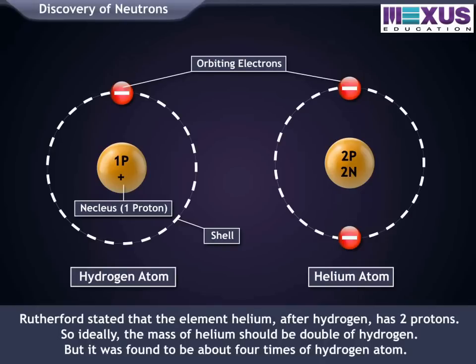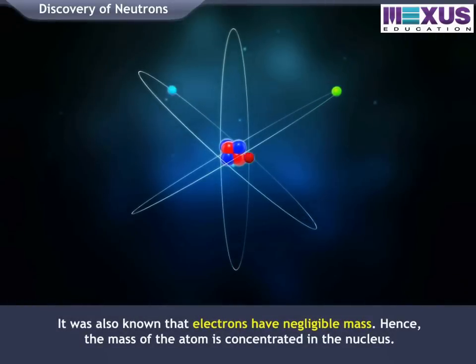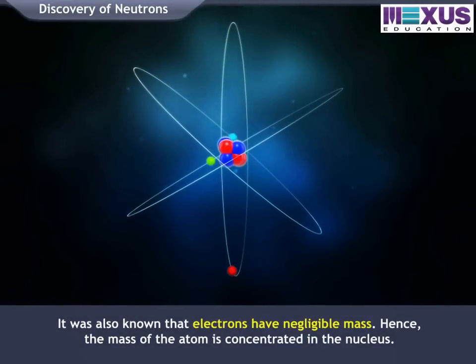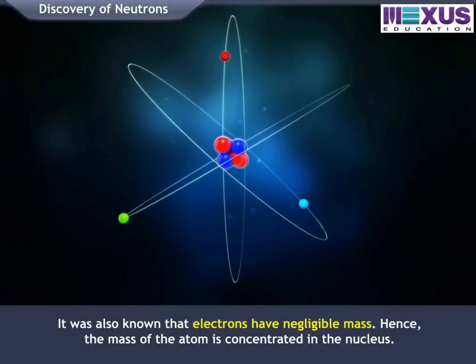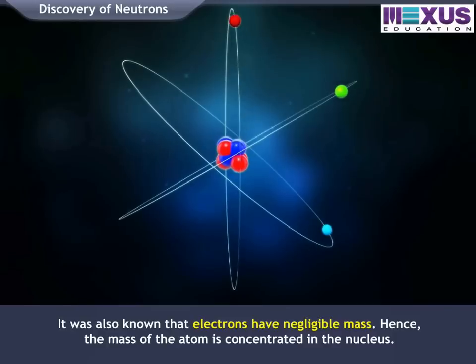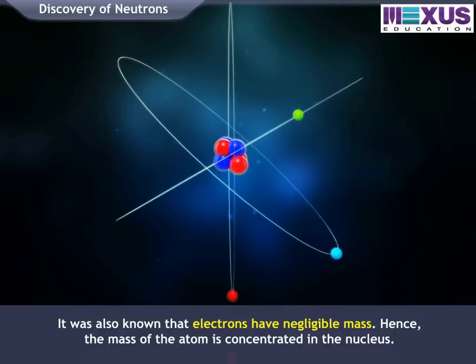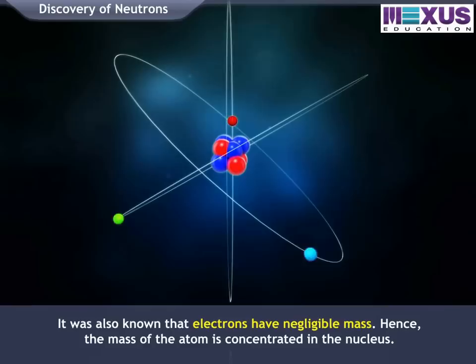Rutherford stated that the element helium, after hydrogen, has 2 protons. So ideally, the mass of helium should be double that of hydrogen. But it was found to be about 4 times that of a hydrogen atom. It was also known that electrons have negligible mass. Hence, the mass of the atom is concentrated in the nucleus.